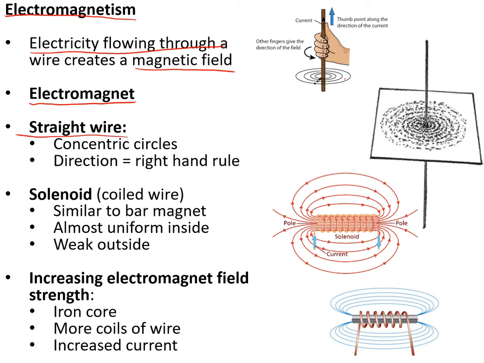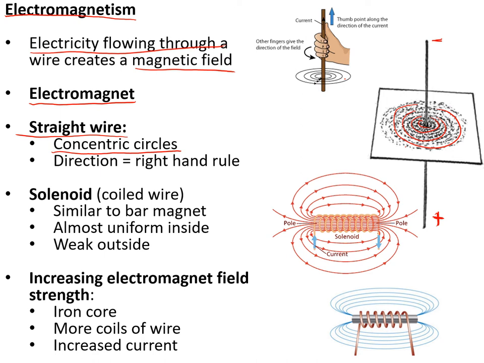Now, to get the basics, all we need is a straight wire with electric current running through it. And if we look at this diagram here, if we take a wire and we pass it through a flat piece of card, and we sprinkle iron filings on it, those iron filings arrange themselves in this circular pattern along the lines of the magnetic field around that wire. Okay, and we describe that magnetic field as being made of concentric circles.